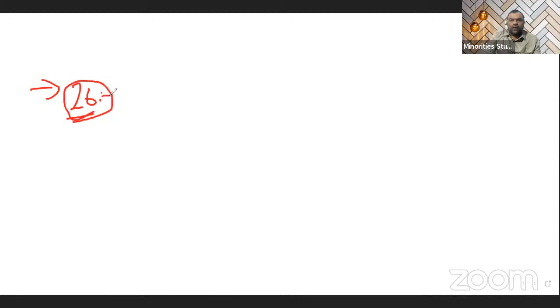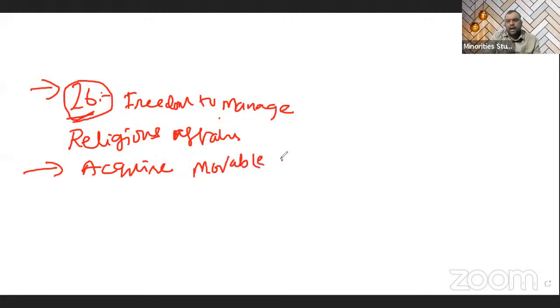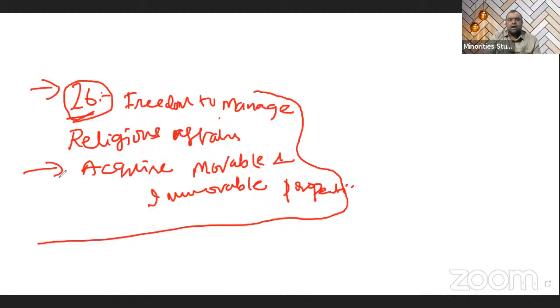Article 26 says freedom to manage religious affairs. You can establish religious institutions, you can manage them, and you can acquire movable and immovable properties based on religion. This is what Article 26 clause C says. One religion can have a right to establish, a right to manage, and a right to acquire movable and immovable properties.